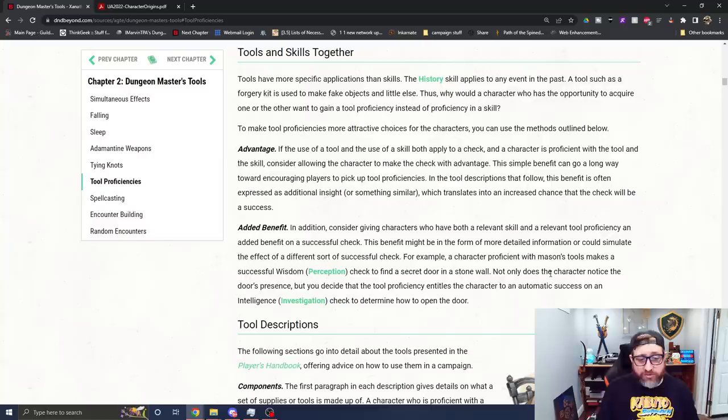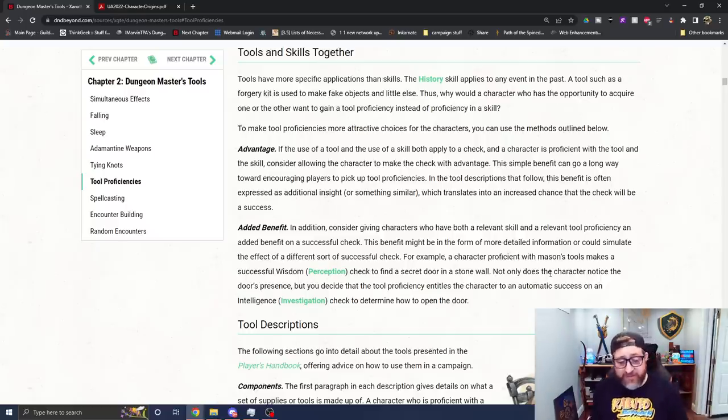To make tool proficiencies more attractive choices for the characters, you can use the methods outlined below. Advantage. If the use of a tool and the use of a skill both apply to a check, and the character is proficient with the tool and the skill, consider allowing the character to make the check with advantage. This is what we were just talking about, just spelled out much cleaner. This simple benefit can go a long way towards encouraging players to pick up tool proficiencies. In the tool proficiency descriptions that follow, this benefit is expressed as additional insight or something similar, which translates into an increased chance that the check will be a success.